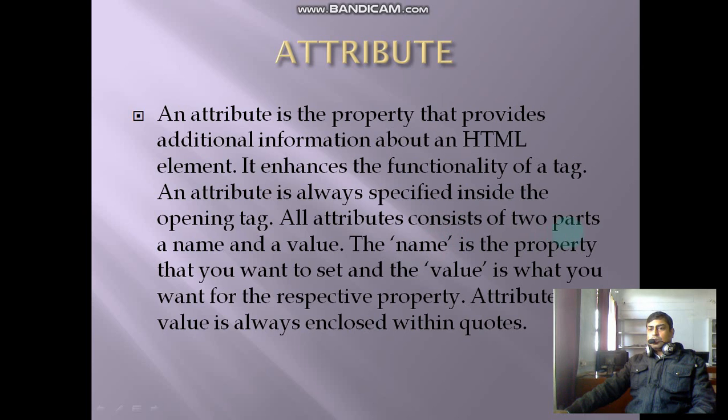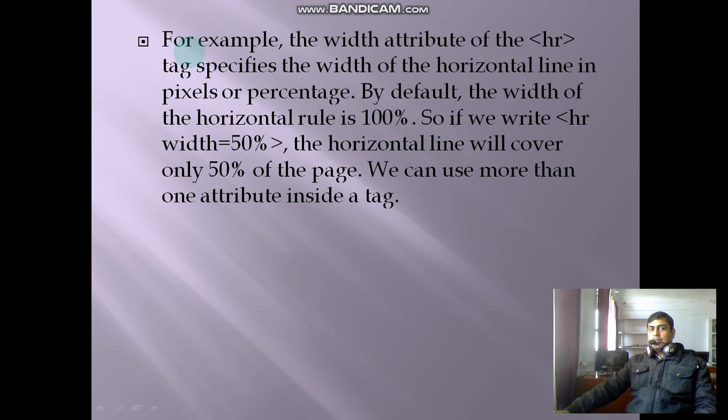An attribute consists of two parts, a name and a value. The name is the property that you want to set, and the value is what you want for that property. An attribute value is always enclosed within quotes. You have to give the attribute name and its value, and the values must be enclosed inside double quotes. For example, the width attribute for the HR tag specifies the width of the horizontal line.